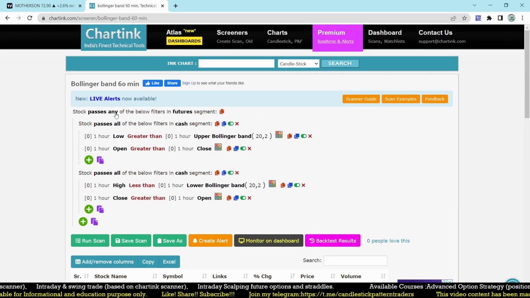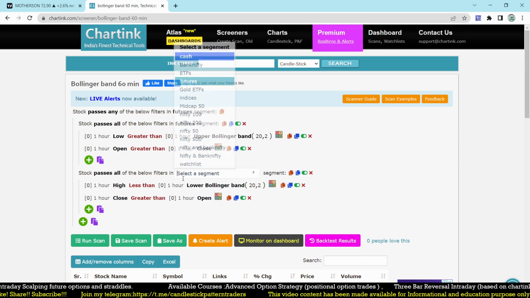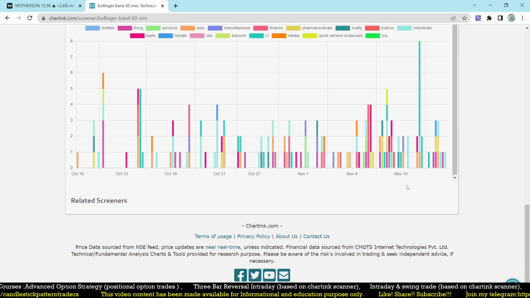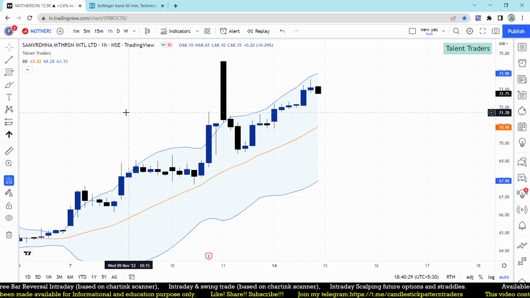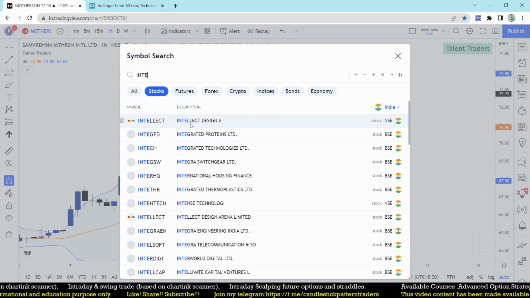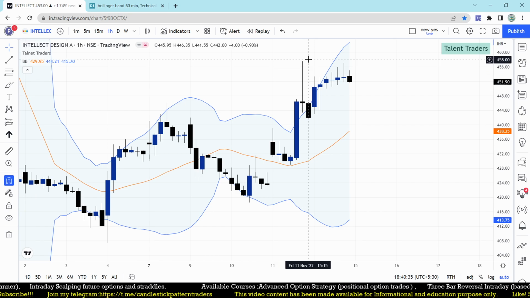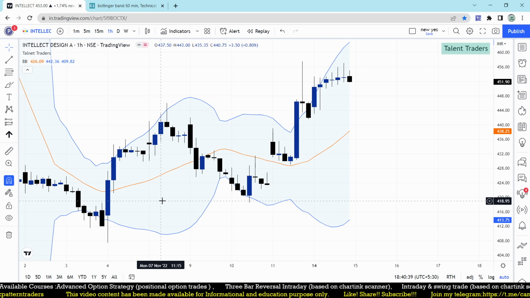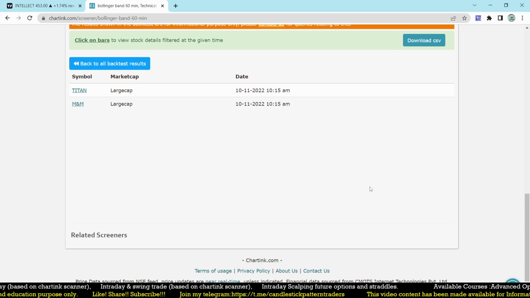Here we are going to use the futures. Here also we are going to change to the futures and let it run. Got some stocks maybe here at this point. Let's check Intellect. Intellect is higher than the upper Bollinger Band, it is above the upper Bollinger Band. Even a reversal candle, if it forms at the highest level, may be better. So let me check what stocks, if any, are at the bottom.